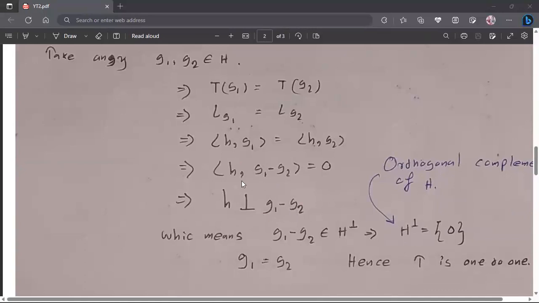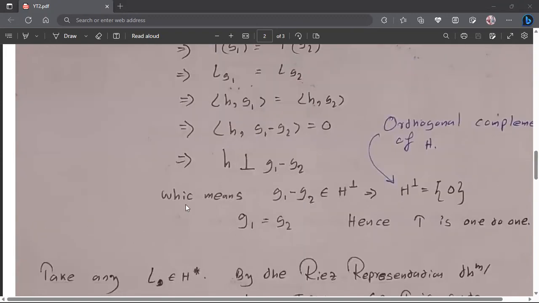Recall the dot product is 0 when those two vectors are perpendicular, right? So the same generalization of dot product is the inner product. So the same thing applies here, and we get h is perpendicular to this vector, which guarantees g1 minus g2 is in H perp. H perp means the orthogonal complement of H.